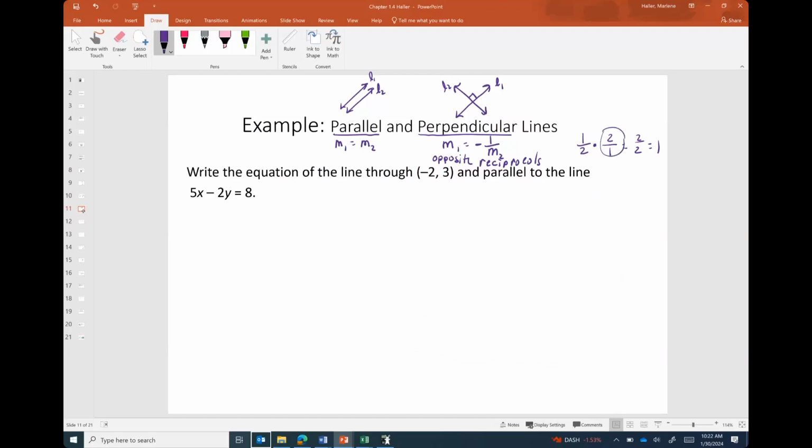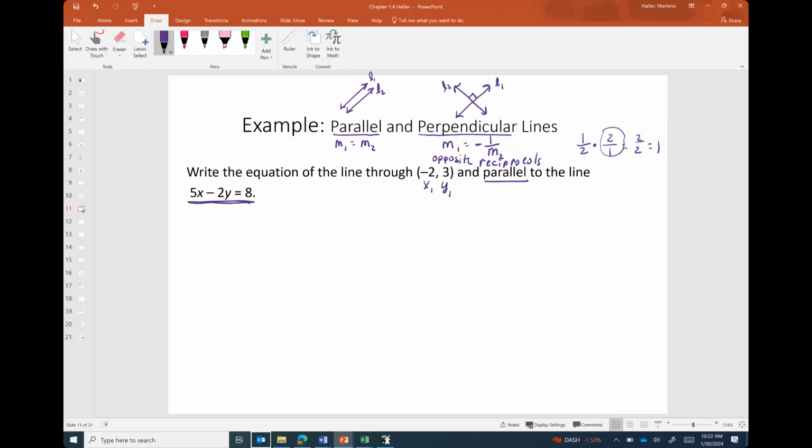All right, let's look at some examples. Here it says, write the equation of the line through the point with the coordinates of -2 and 3. So -2 is our x-coordinate, 3 is our y-coordinate, and parallel to the given line. Well, if it's parallel, it's going to have the same slope. However, I cannot determine what the slope is by just looking at the equation when it's in this form.